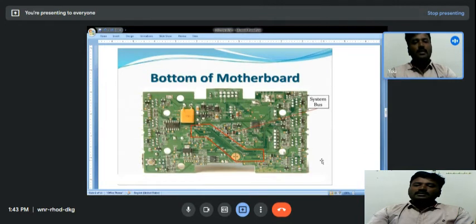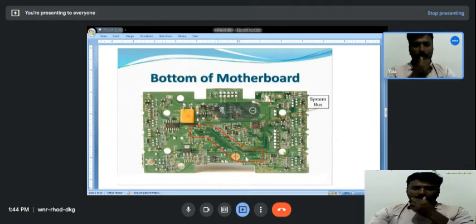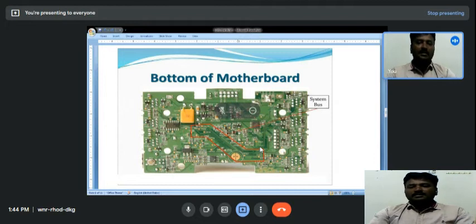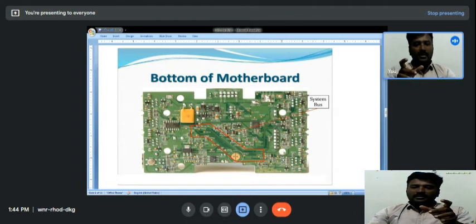So this is the bottom of the motherboard, where different ICs and some other components are connected. You can see the red colored line here. This is nothing but the system bus. So in the motherboard, we can see the bus here.